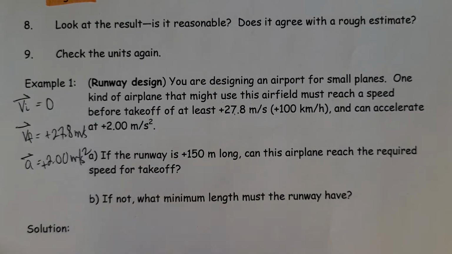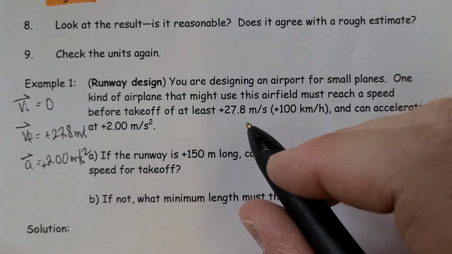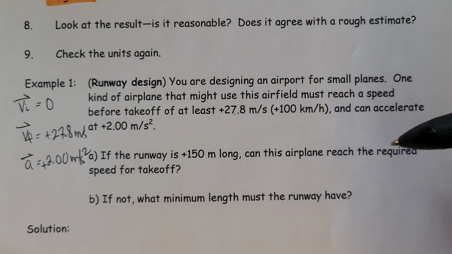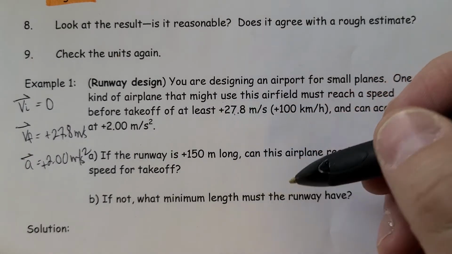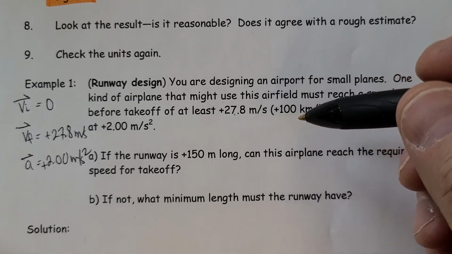We're also told something else. We're also told that the runway is 150 meters. Can the airplane reach the required speed for takeoff? And if not, what should the length be? So there's a couple of ways we could handle this.